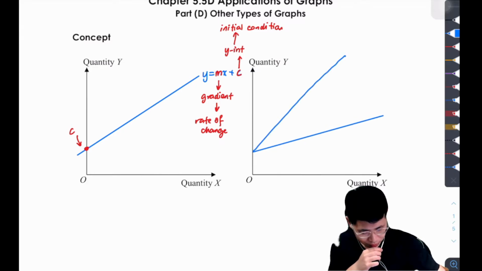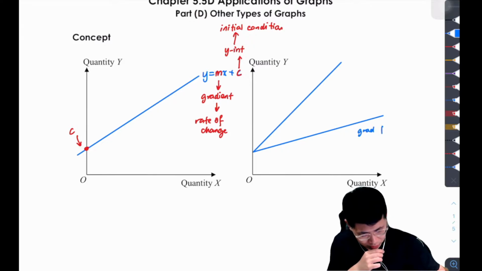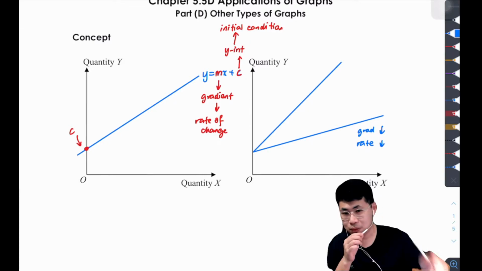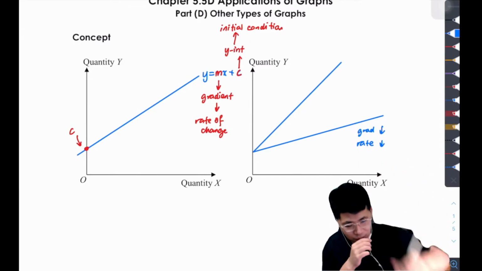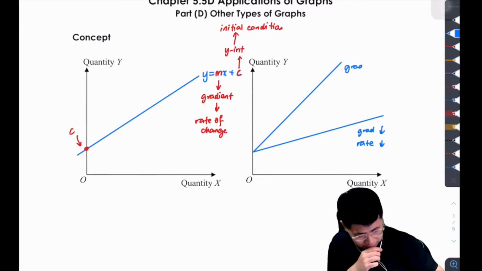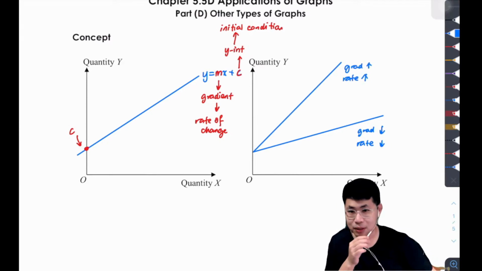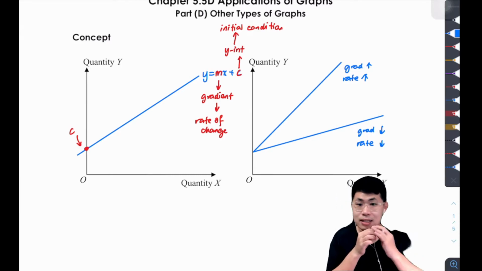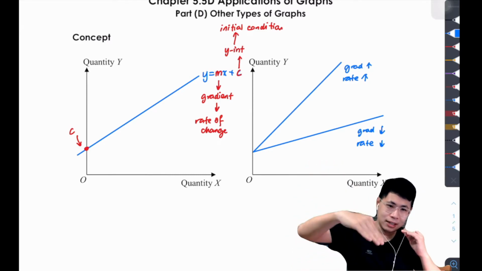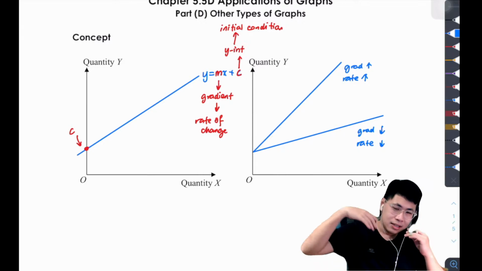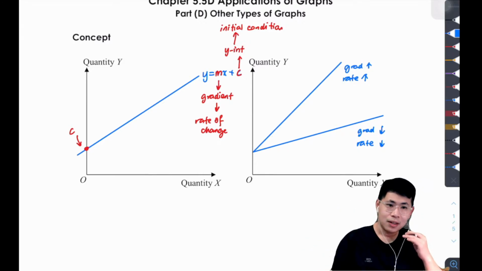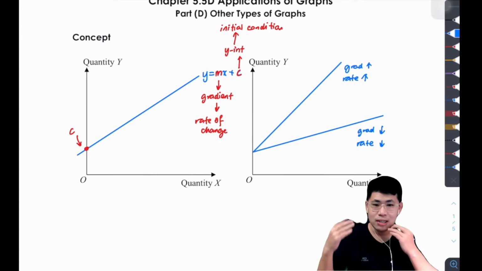So we have two graphs over here. For this one, the gradient is lower, meaning the rate over here is going to be a bit lower because it is less steep. And the one over there, the gradient is higher, and the rate is going to be higher because it's more steep. Similarly the other way around. Let's say if you have a negative gradient: steeper gradient, higher rate; less steep gradient, lower rate. It's just that the rate of decrease is going to be higher.